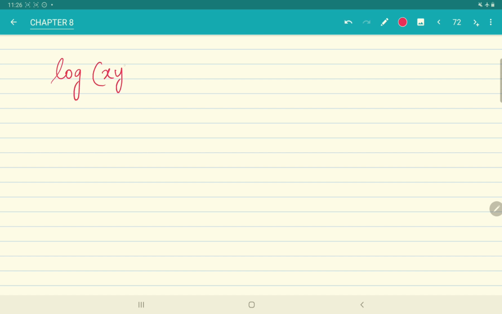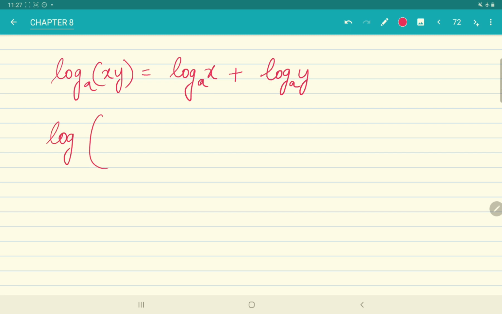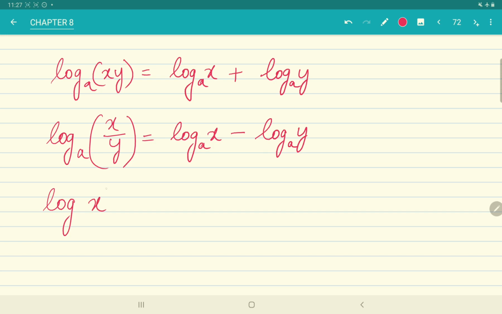Log of xy to the base a will be equal to log of x to the base a plus log of y to the base a. If I have log of x by y to the base a, this will be equal to log of x to the base a minus log of y to the base a. If I have log of x raised to the power p to the base a, this is equal to p multiplied by log of x to the base a.